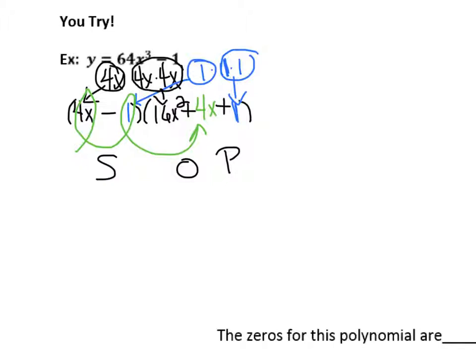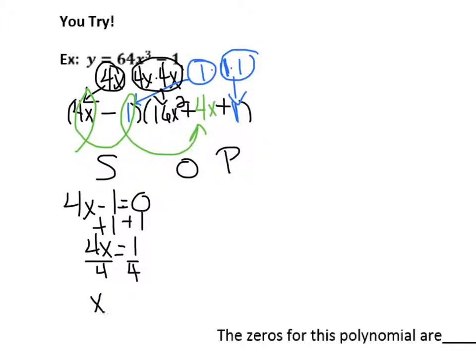So now we factored, the first parenthesis, we go ahead and set equal to 0. So 4x minus 1 equals 0. So we would add 1. 4x equals 1. Divide by 4. So my first 0 is x equals 1/4.